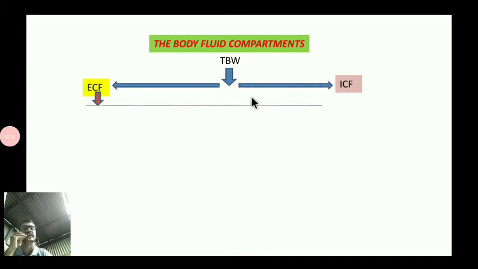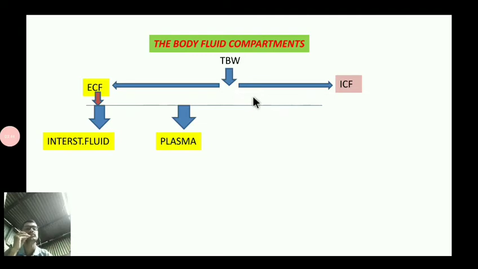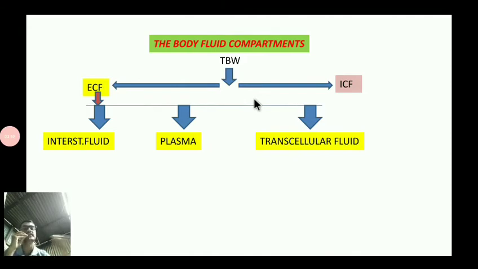Now, we can classify the total body water into different parts. The total body water is mainly divided into two parts. One is extracellular fluid and another one is intracellular fluid. We can further classify the extracellular fluid into three types. One is the interstitial fluid, another is the fluid present in the plasma, which is known as the plasma fluid, and the last one is the fluid present in the transcellular portion, which is the transcellular fluid.